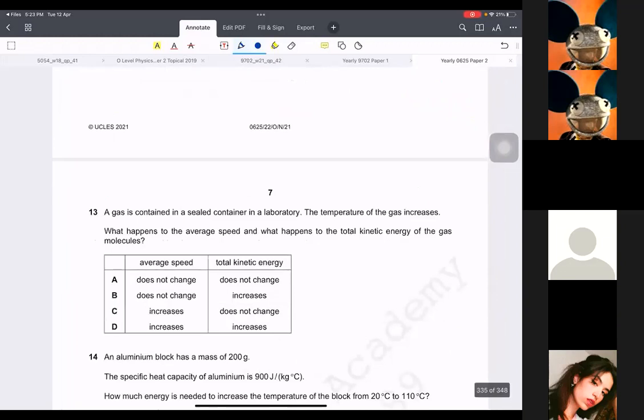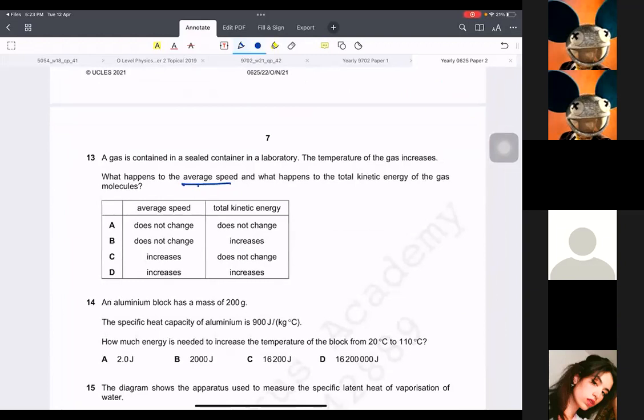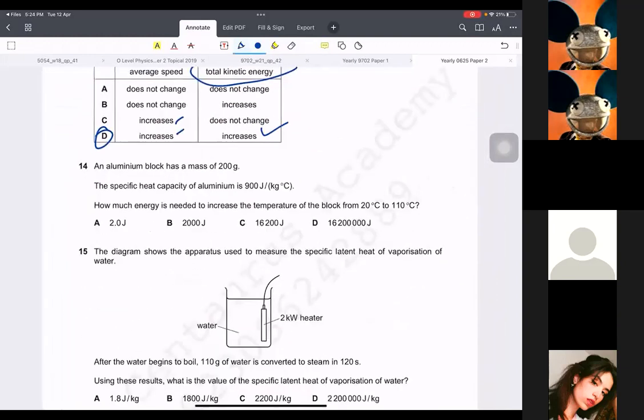A gas is contained in a sealed container in a laboratory. The temperature of the gas increases. What happens to average speed? What happens to total kinetic energy? Average speed increases. No, wait. Gas contained in a sealed container. Temperature of gas increases. So average speed increases for sure. And total kinetic energy also increases because temperature increases that.